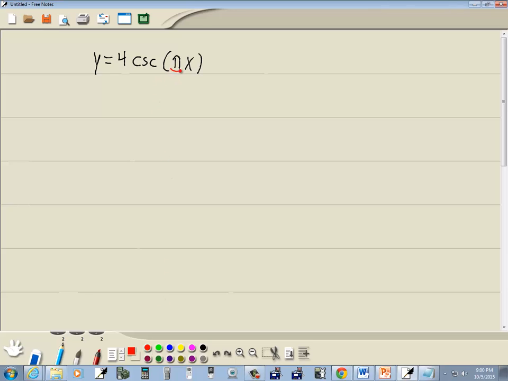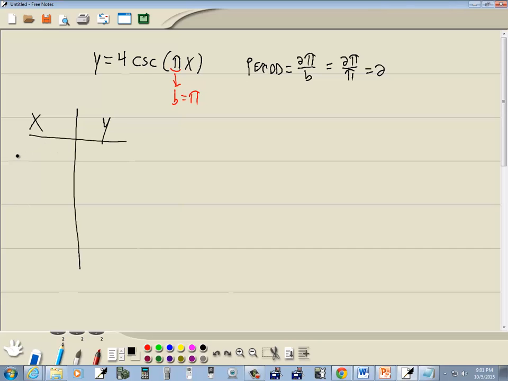Now our b is whatever number is in front of our x, so b is pi. Our period will be 2 pi over b. So we'll have 2 pi over pi, or 2. Okay. So we'll have 0 here, and we have our period down here, which is 2.